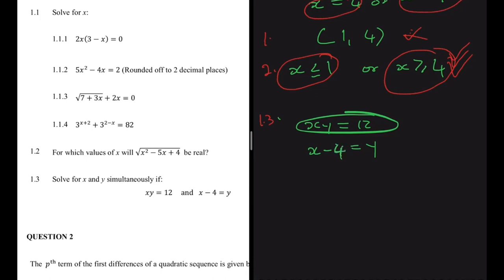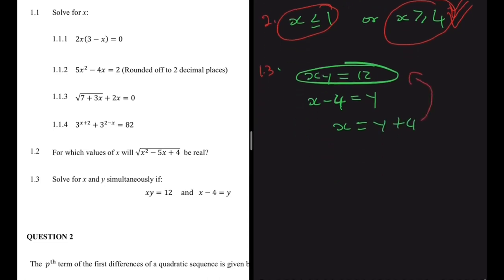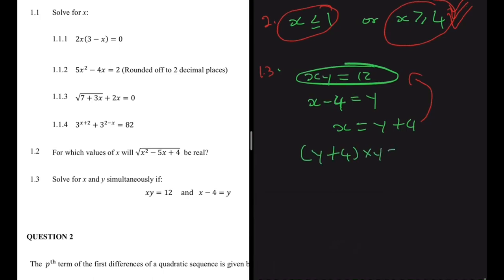So let me make x the subject of the formula. So I'm going to get x equals y plus 4, right? So now I can substitute this value into this equation. So we have, in place of x, y plus 4 multiplied by y being equal to 12, right? So y squared plus 4y minus 12 is equal to 0.